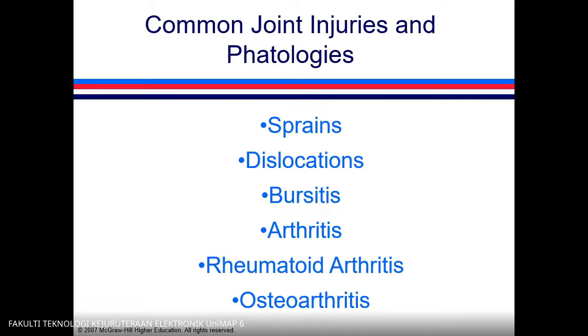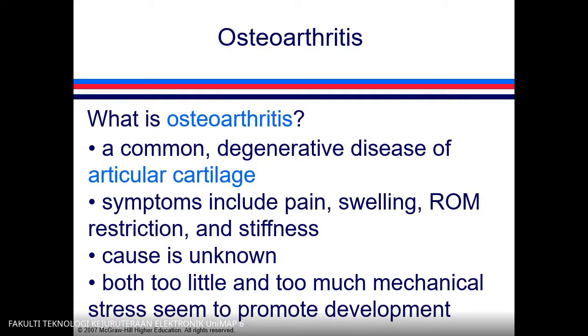Okay, common joint injuries and pathologies. So we have sprain, dislocation. This is related to joint. In the previous lecture we learned about bone injuries. Now it is joint injuries. For bone injuries, we have greenstick, we have spiral fracture, and there are a lot more. Now it is joint injury. So we have sprain, dislocation, bursitis, arthritis, rheumatoid arthritis, osteoarthritis. So a common type of joint injury is osteoarthritis.